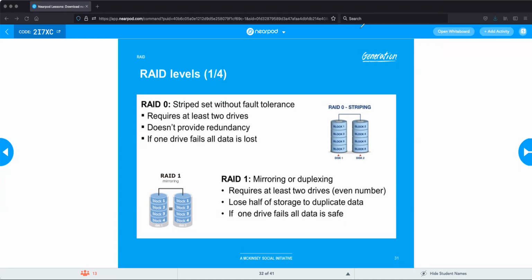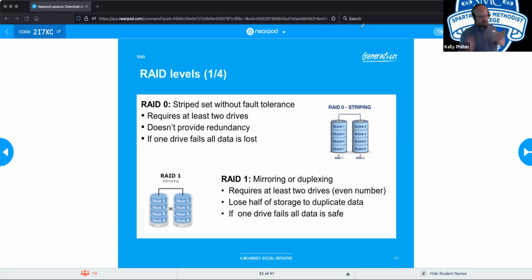Got it. And then RAID 1 is the mirroring, where you are duplicating one drive to the other, and it allows for redundancy. So if a drive fails, you can plug in a new drive and you're good to go.